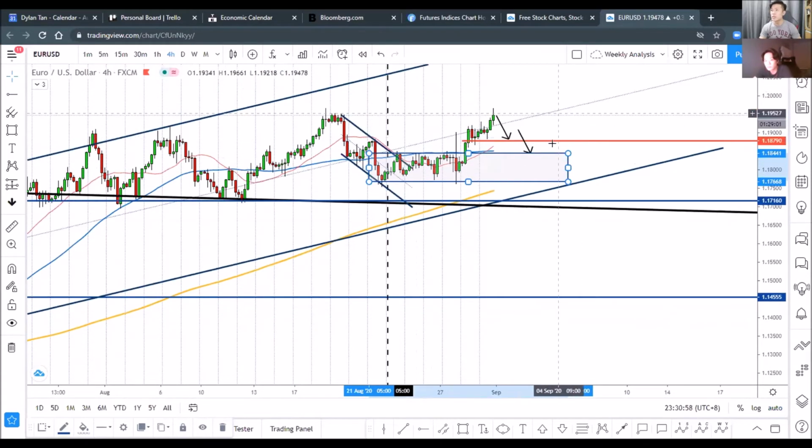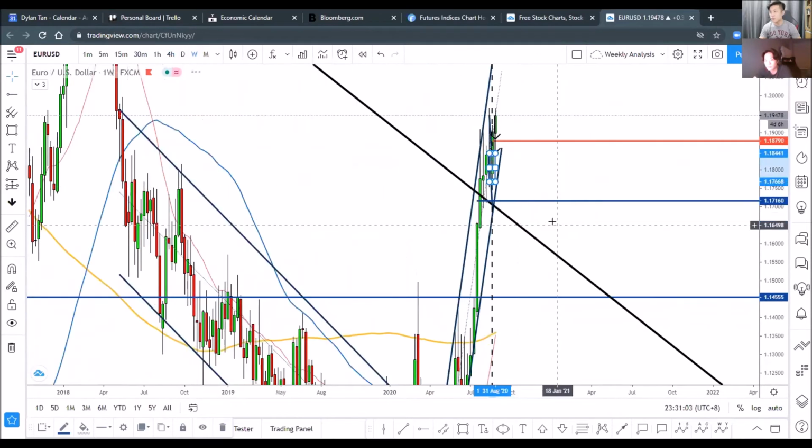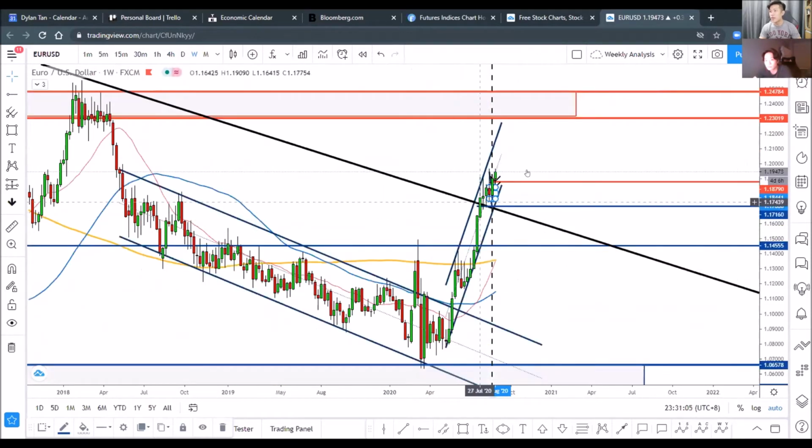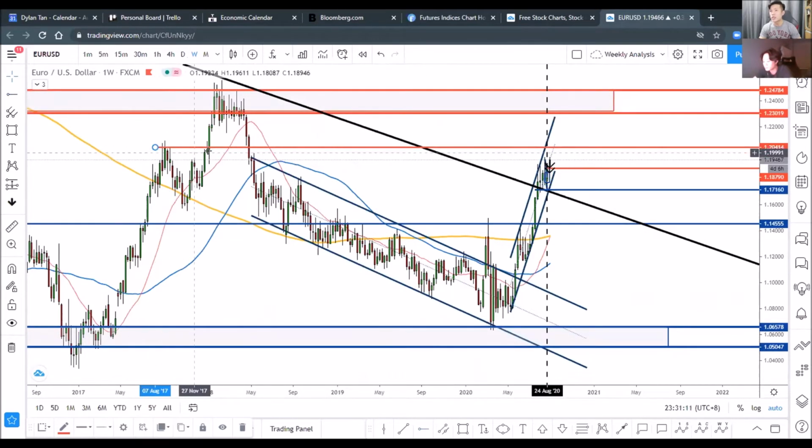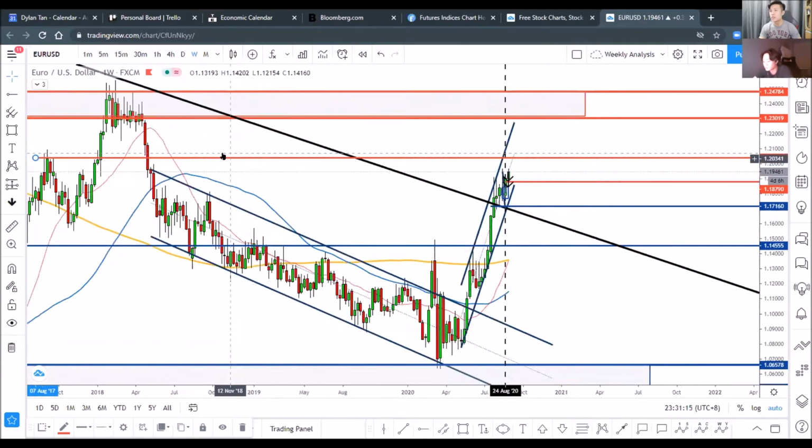So target wise, we always look back at the previous high, but going forward, looking at an even higher price, I think in the weekly charts, I am actually looking at this level. It's a very hidden resistance actually.